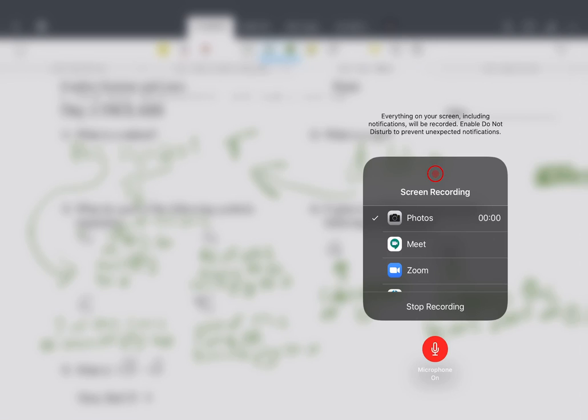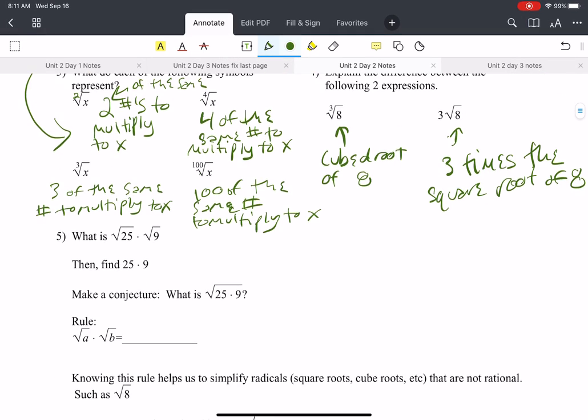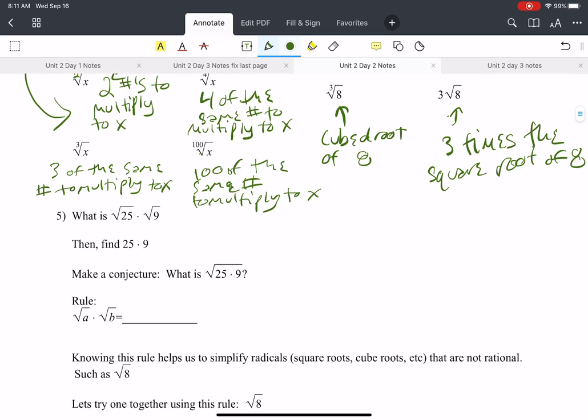We're going to learn how to simplify these radicals. There are two ways to do it. You can do it with a multiplication rule, or you can do it with what's called a factor tree. So we're going to talk about both today.